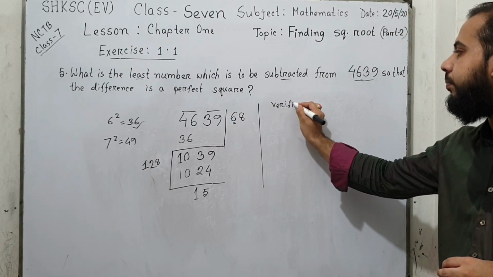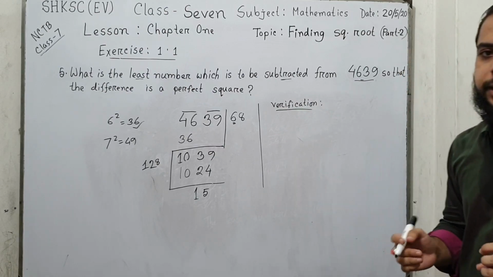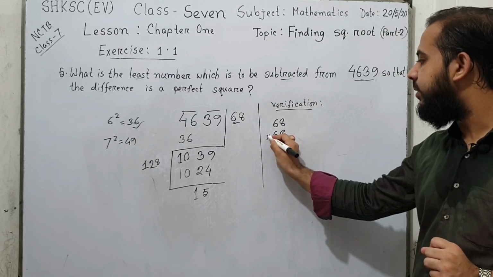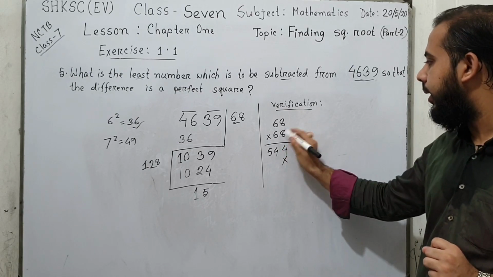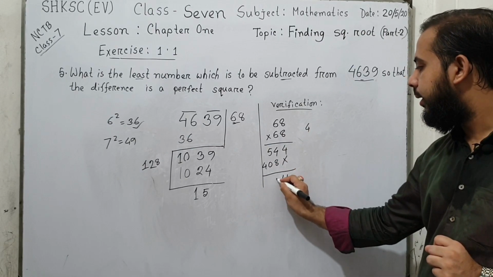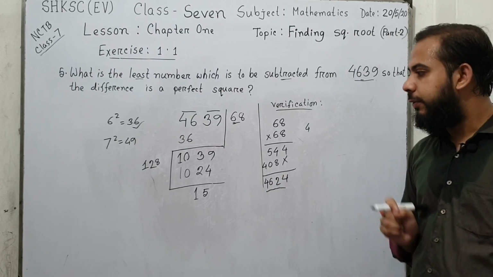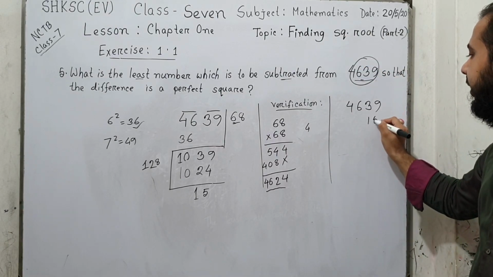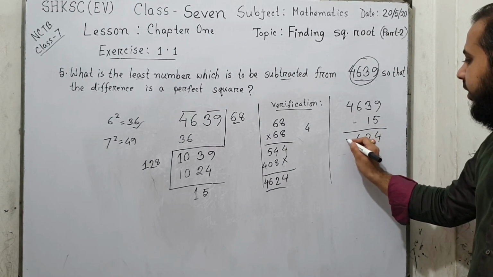Verification. In your exam, you don't have to write the verification, but I want to give you a clear idea how it works. If we find the square of 68, what do we get? 68 times 68, 8 times 8 is 64, 4 in hand, 6. 8 times 6 is 48 plus 6 is 54. 6 times 6 is 36 plus 4 is 40. So we'll get 4624, but the number given in the question was 4639, which is exactly 15 more than the square of 68. So let's verify our answer.